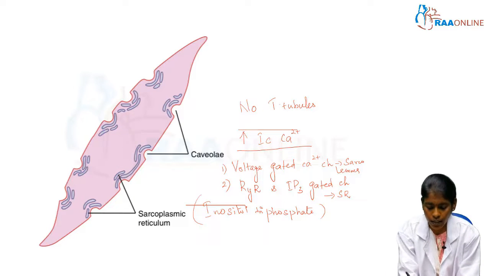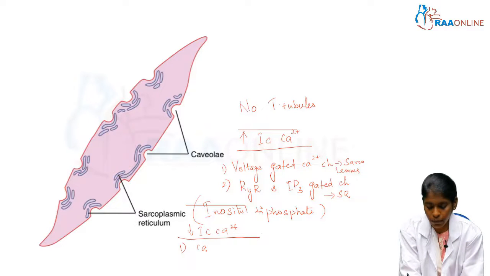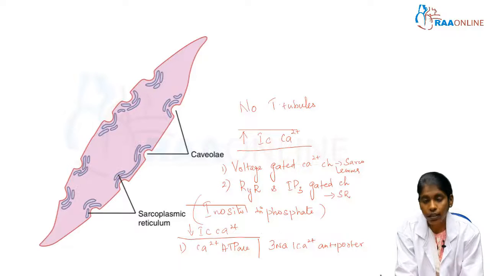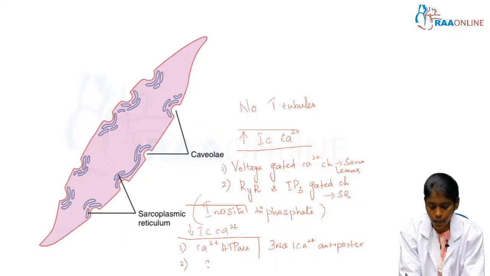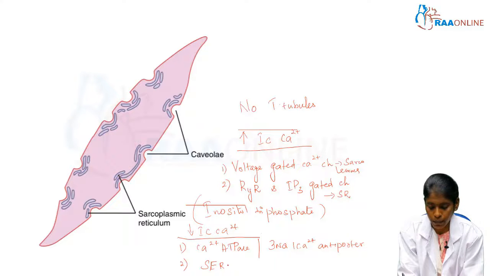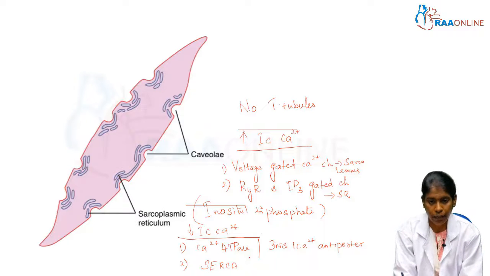And next, coming to the channels that will cause a decrease in the intracellular calcium. They are the calcium ATPase and the 3 sodium 1 calcium antiporter. These two channels are present in the sarcolemma. And second, the SERCA pump. You will know about the SERCA pump which is present in the skeletal muscle. What is the SERCA pump? It is nothing but the sarcoplasmic and endoplasmic reticulum calcium ATPase pump.